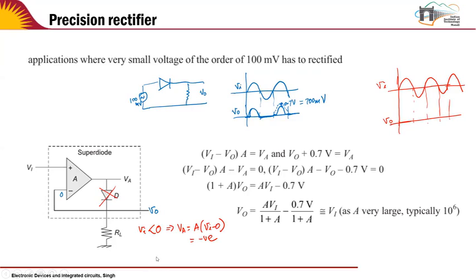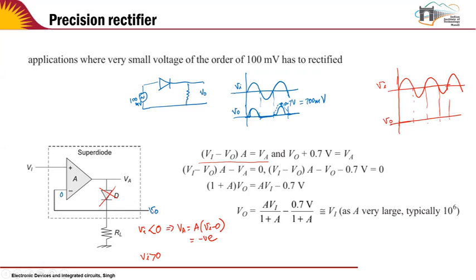Now let's consider the case when Vi is positive. When Vi is greater than 0, then what happens? Va becomes a positive number as given over here. So Va is equal to Vi minus Vo, because the value that you're seeing here is Vo, right? Vo is connected to this point and Vo is also connected to ground.